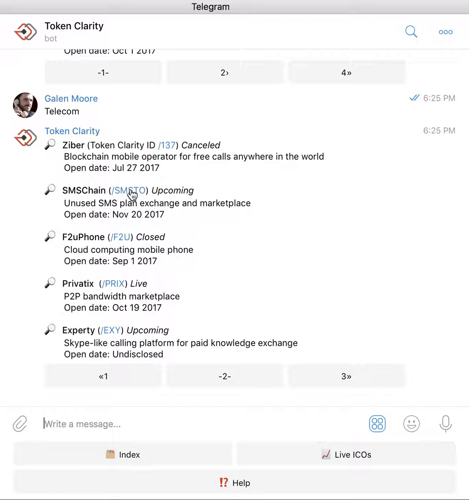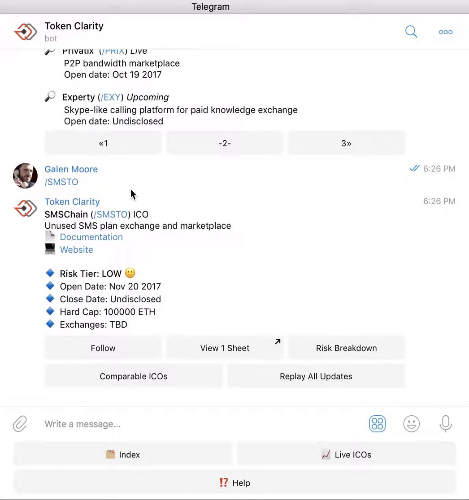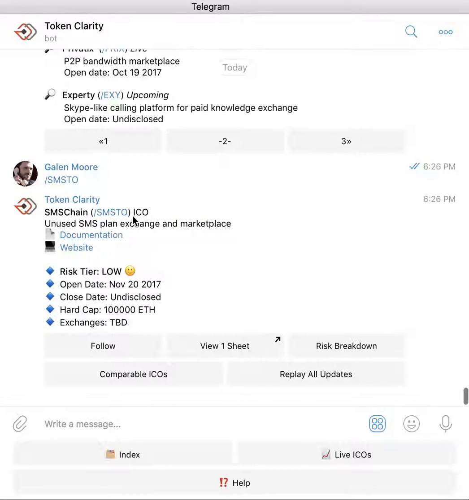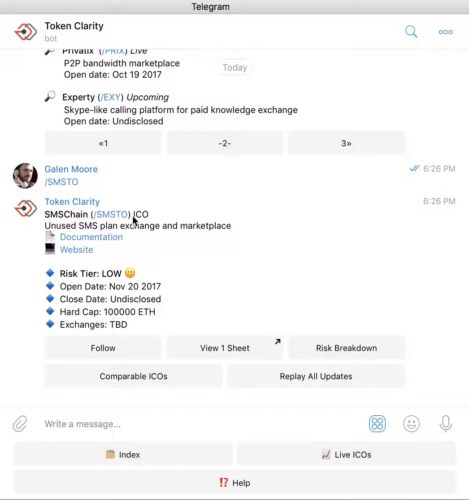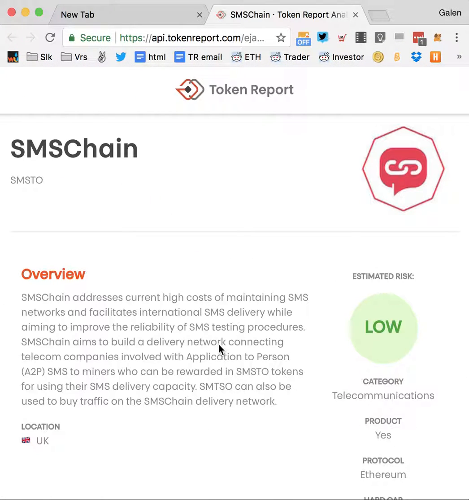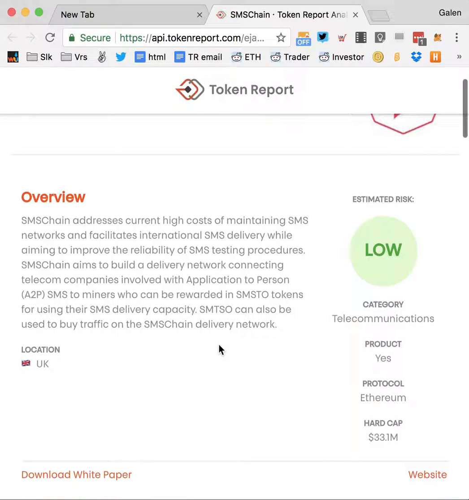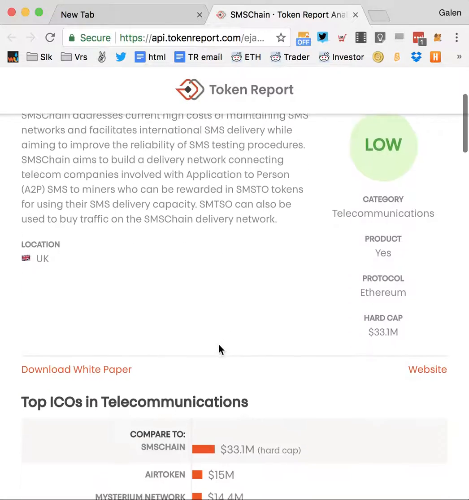Here's one that's upcoming soon, so let's take a look. SMS Chain is the name. So now on projects that draw a significant amount of user interest, we go a little bit further than the risk breakdown, and we provide what we call a one sheet. So let's click on that and find out about the one sheet. The one sheet is, as you might imagine, a 1-page summary designed to give you a very good overview of what this project is and what it does.